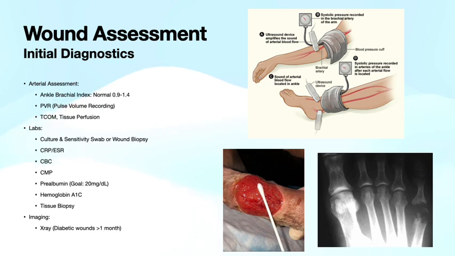Conversely, say we got a culture and it shows something that we wouldn't normally think is very virulent, like Proteus or Klebsiella, but CRP and ESR are elevated and the wound is not looking good, or it's stagnant, then we're going to be more inclined to treat that infection.